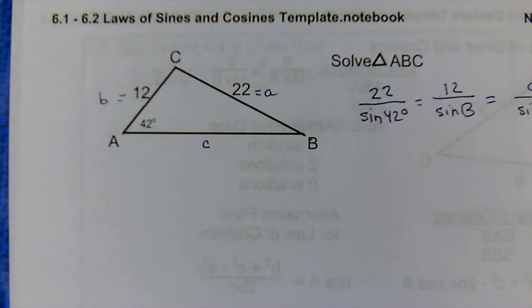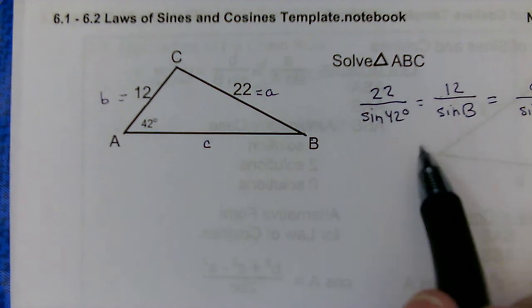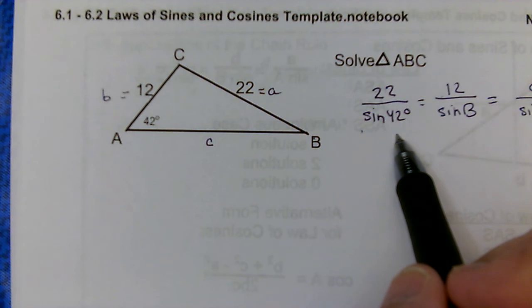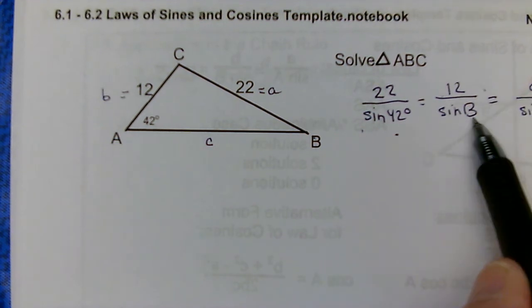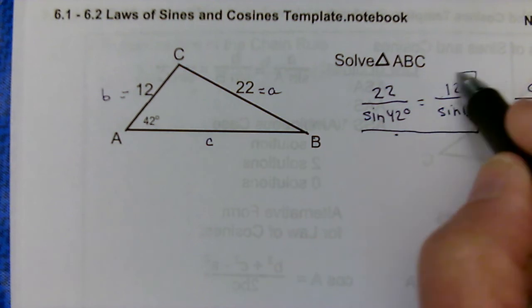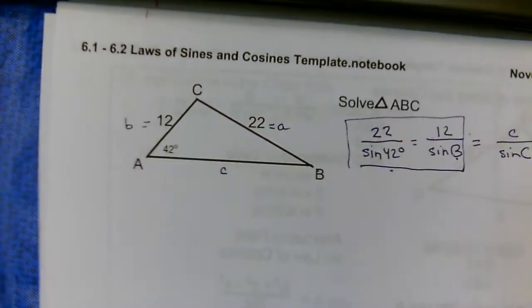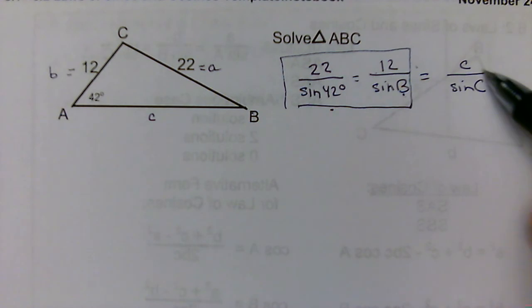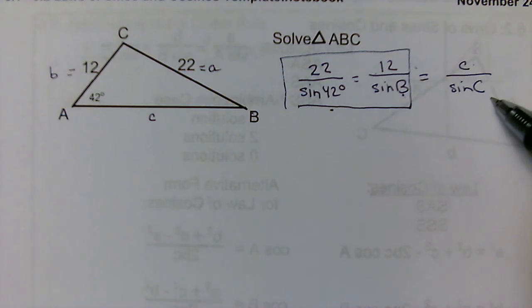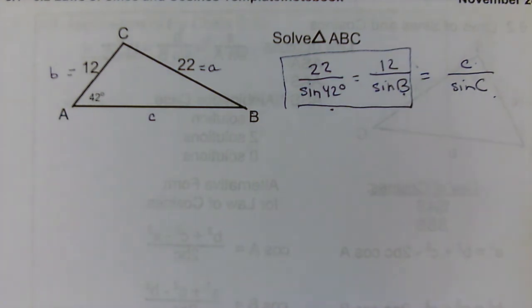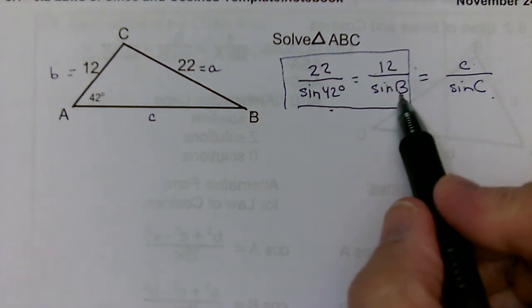So when we look at this 3-part equation, this part is complete with all numbers plugged in. This part is only missing one thing, so that means we can solve this equation. Notice that the third fraction has 2 missing items, side C and angle C. So we can't solve this until we've found one of them. So the first thing we need to find is what angle B is.